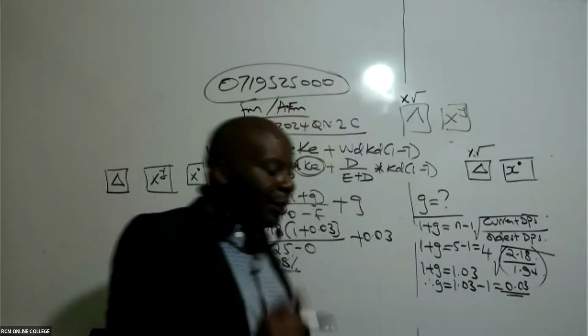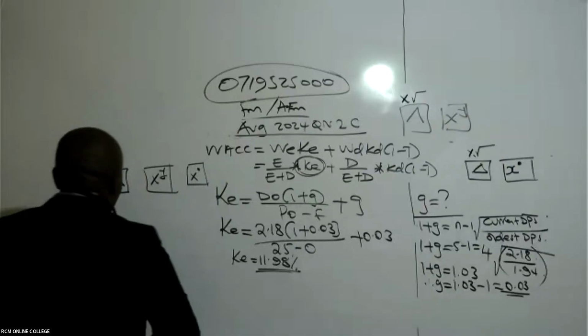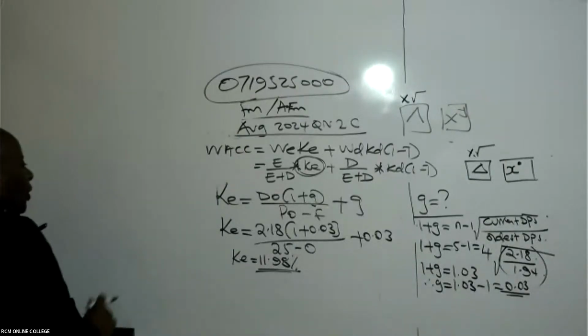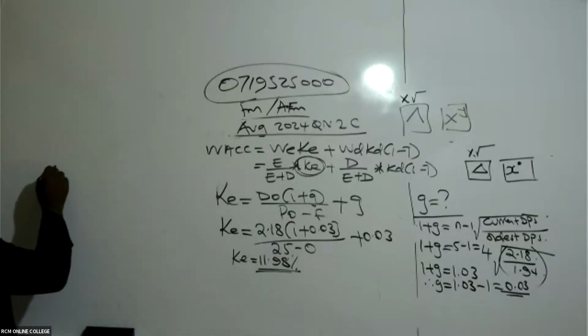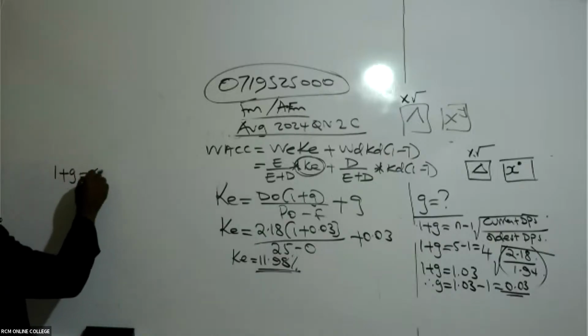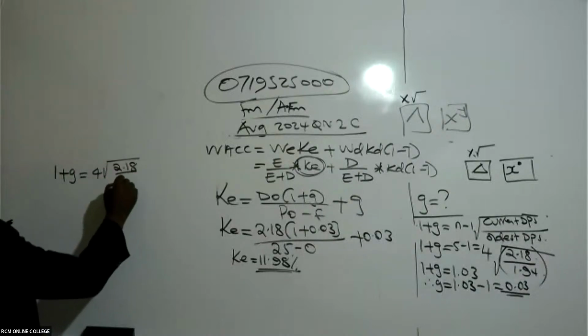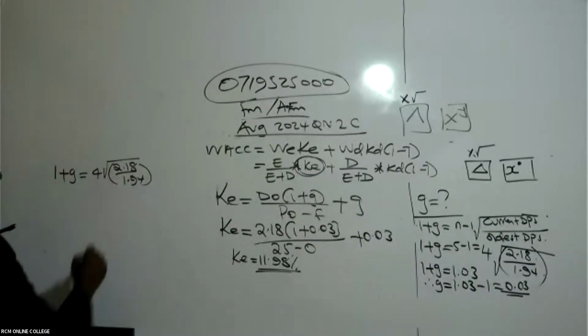Okay, assuming you're not able to see those buttons, then what do we do? This is what we shall do. You see, I can come and say here, my 1 plus g will be equal to the 4th root of 2.18 over 1.94, with brackets like that.